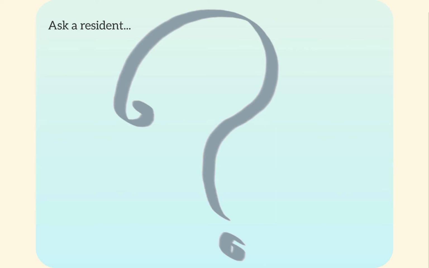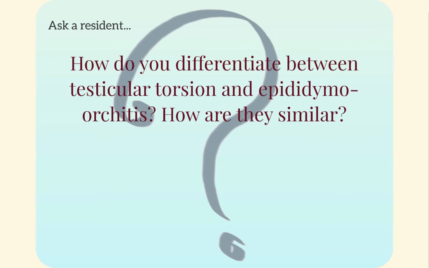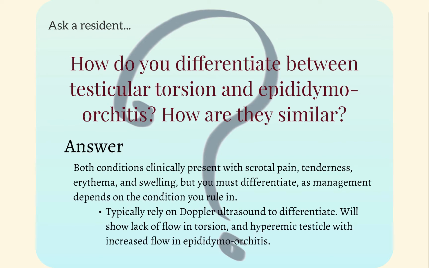So the question is, how do you differentiate between testicular torsion and epididymoorchitis, and how are they similar? Since testicular torsion is a clinical diagnosis, sometimes it can be difficult to discern between the differential diagnoses. Both conditions clinically present with scrotal pain, tenderness, erythema, and swelling, but you must differentiate as management depends on the condition you rule in. You typically rely on Doppler ultrasound to differentiate if readily accessible. It'll show you a lack of flow in torsion, whereas in epididymoorchitis there will be increased flow or hyperemic testicle.